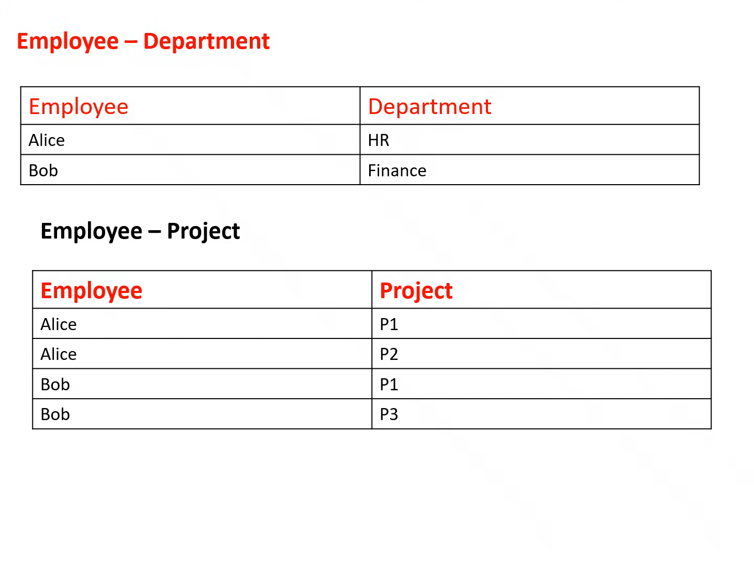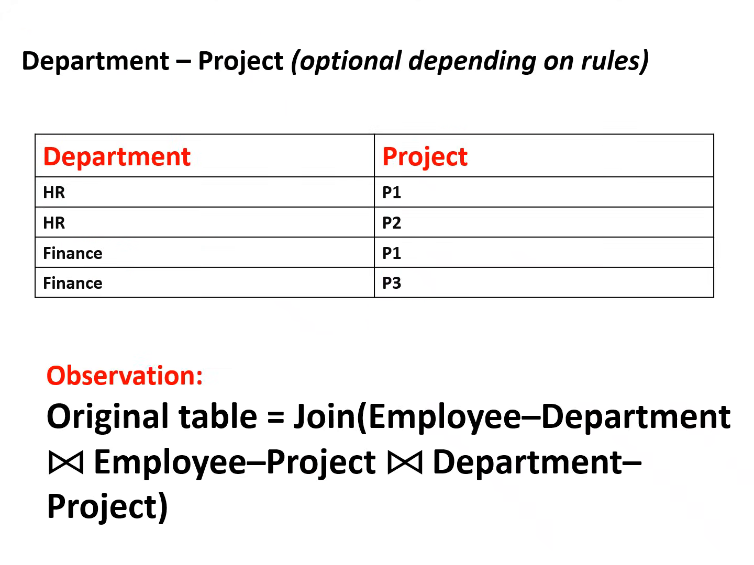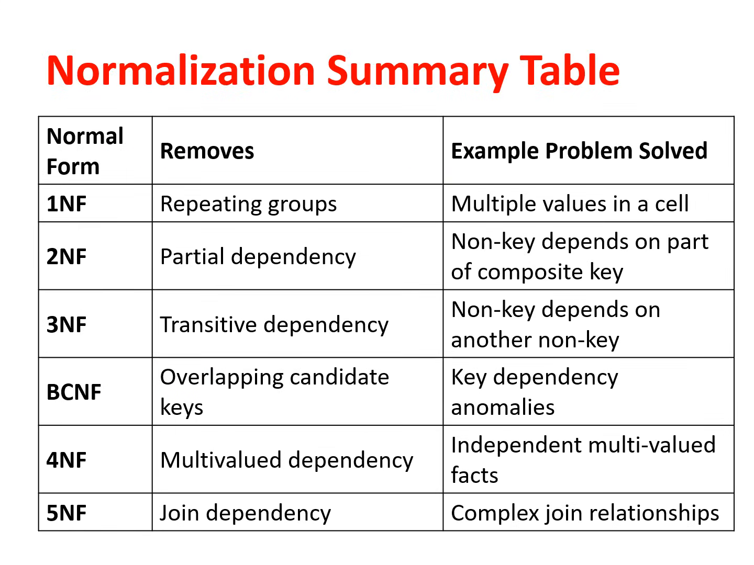So this is the employee-department table, the employee-project table, and the third table is department-project. Here we apply the join operation. That's why this is the highest level of normal forms. So we can reduce the data repetitions or duplications in fifth normal form.